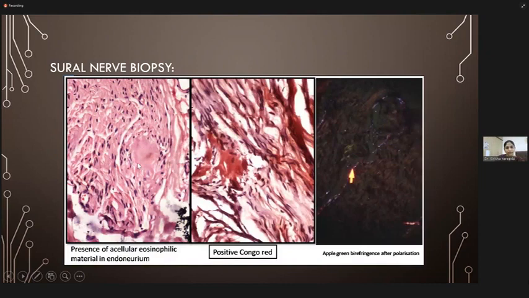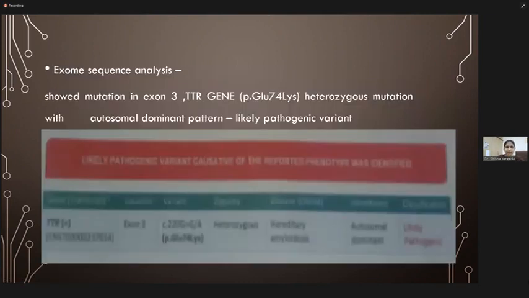Then, because large fiber involvement was also there, the nerve biopsy was done, which showed acellular eosinophilic material in the endoneurium, which was positive for the Congo red staining. So this eosinophilic material was positive with the Congo red, and it showed apple green birefringence under the polarized microscope, which is suggestive of an amyloid neuropathy with a family history.